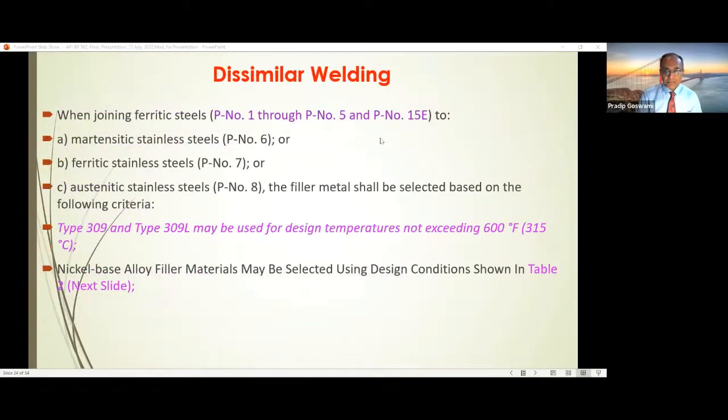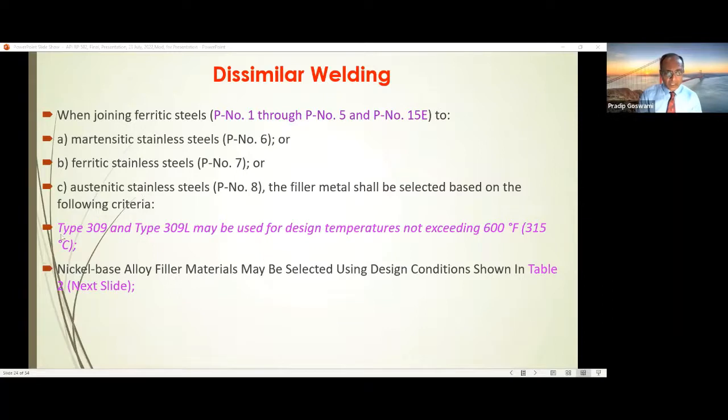Dissimilar metal welding. Dissimilar metal welding is addressed from P number 1 through P number 5 and to P number 15. From P number 1 to P number 15, there are an endless number of carbon and low alloy steel materials. Dissimilar welding between these alloys may involve welding to martensitic stainless steel, to ferritic stainless steel, or to austenitic stainless steels, and so on.